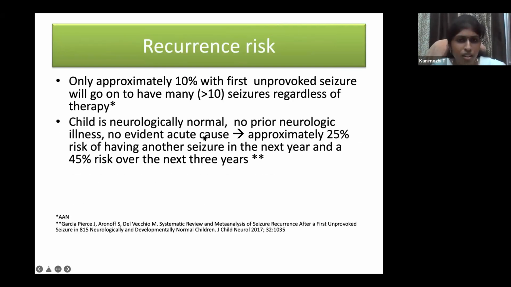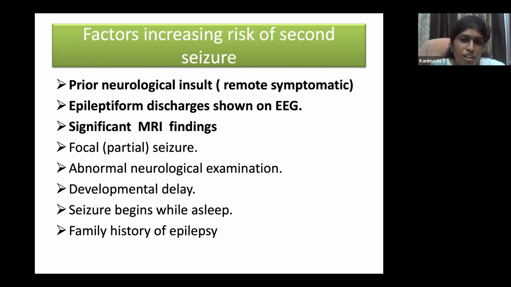So what are the factors that increase the risk of a second seizure? What we should consider in starting an AED after a first episode is a prior neurological insult or a remote symptomatic cause of seizure. These children have a tendency to have high recurrence. Other factors are epileptiform discharges on EEG, not just an abnormal EEG but interictal epileptiform discharges, and significant MRI findings suggestive of some cause for epilepsy. Others that could increase recurrence are a focal seizure, an abnormal neurological examination, developmental delay, seizures that start while asleep, because BCTS is amenable to treatment, and a family history of epilepsy.